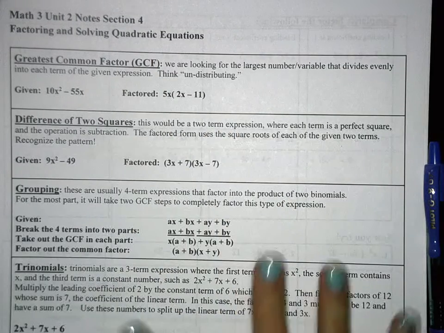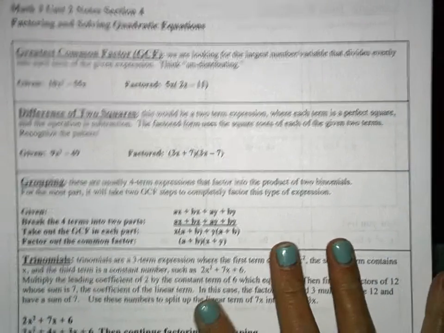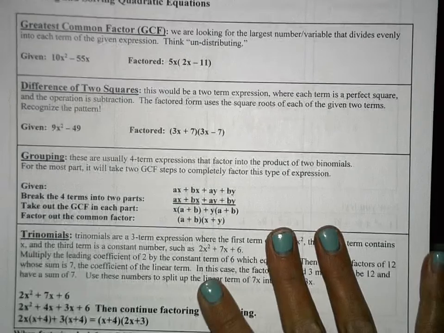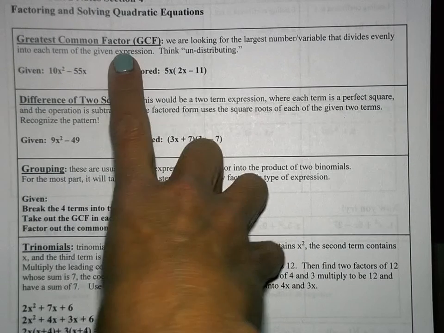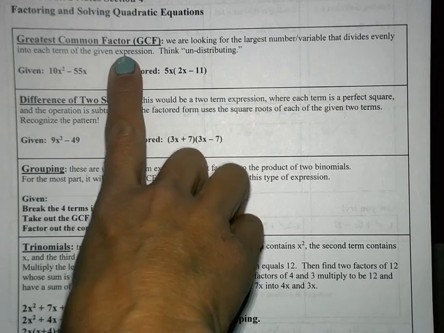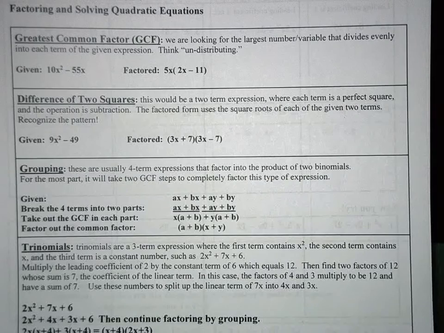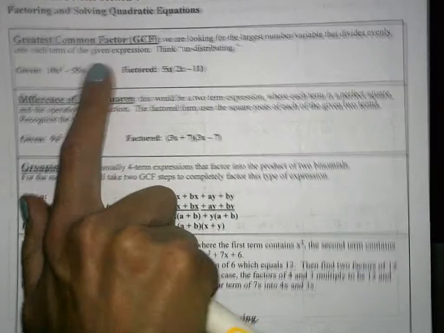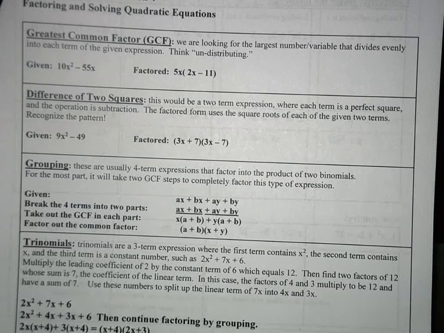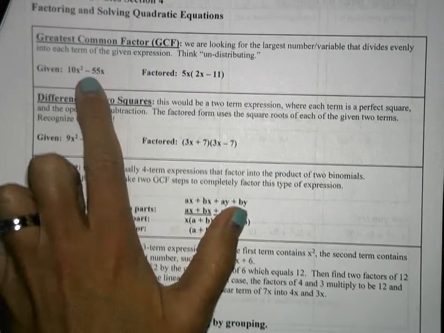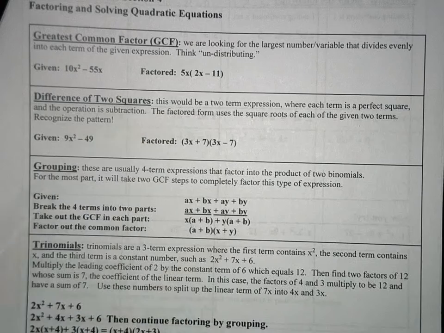Okay? When you are factoring, the first thing that you always do is look for the GCF, the greatest common factor. The greatest common factor is anything that the entire problem has in common. And so here is an example. The GCF was 5x. They factored out the 5x.